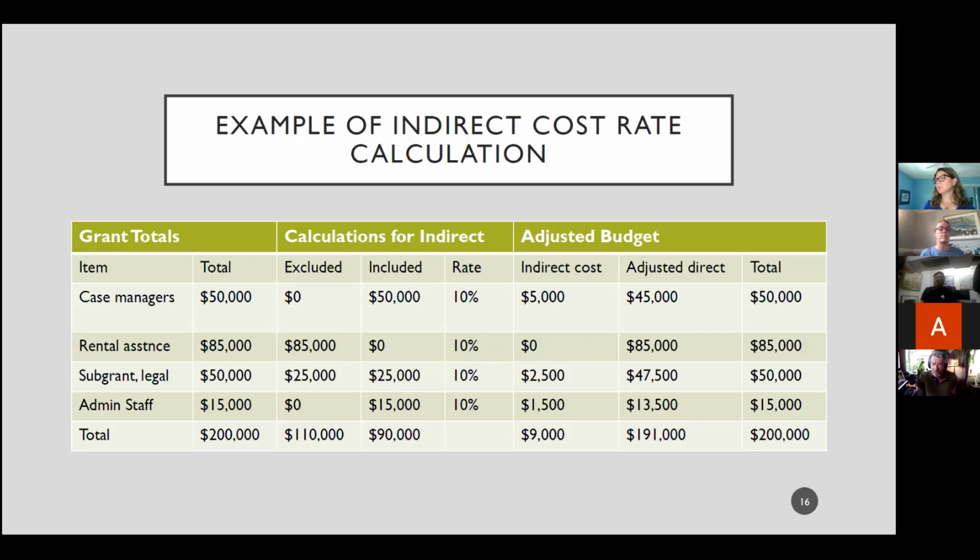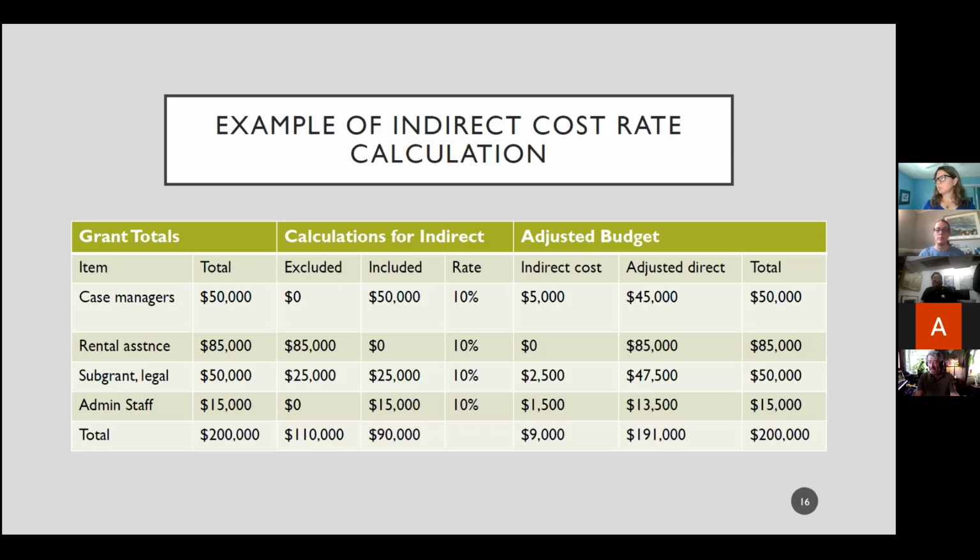There is that sub-award of $50,000. We can only count the first $25,000, which we are doing, and we are saying 10% of that is $2,500. So rather than having $50,000 available for that legal sub-award, we've got $47,500 available for that. Again, there was some staffing on the administration line that we were able to claim the indirect costs on. We said that was the 10%. So that's $1,500 there.